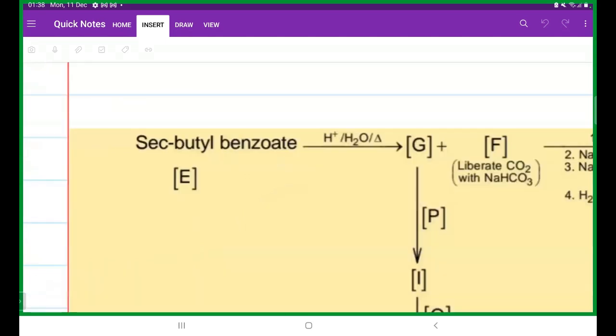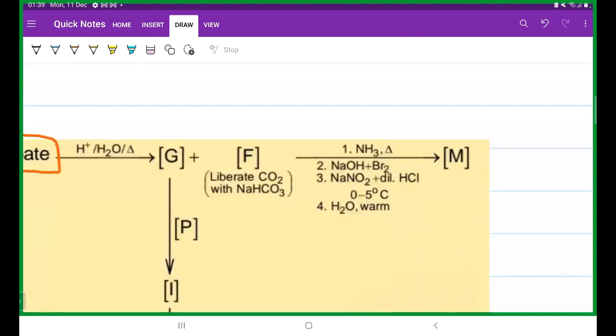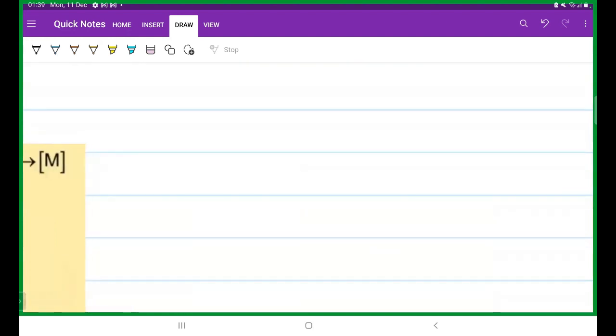The first thing that you will see over here is this sec-butyl benzoate. Many students don't even know what the structure of this thing is. So I'll tell you how to make this particular structure, and I'm very sure this will be helpful for drawing other compounds as well. So we have got sec-butyl benzoate.